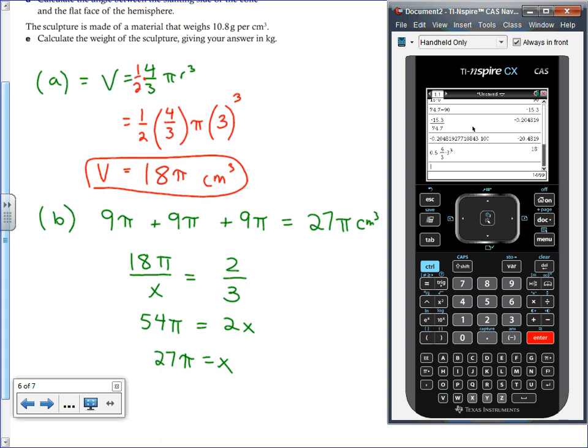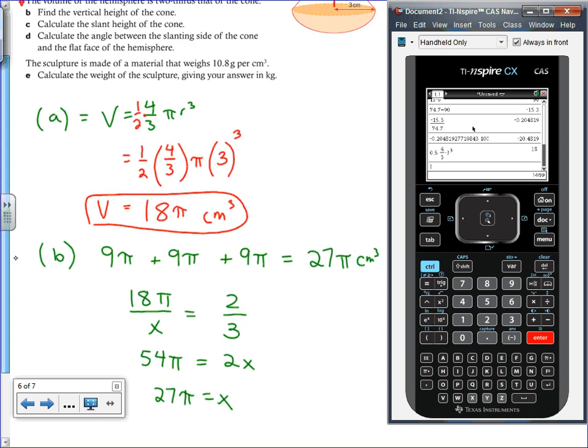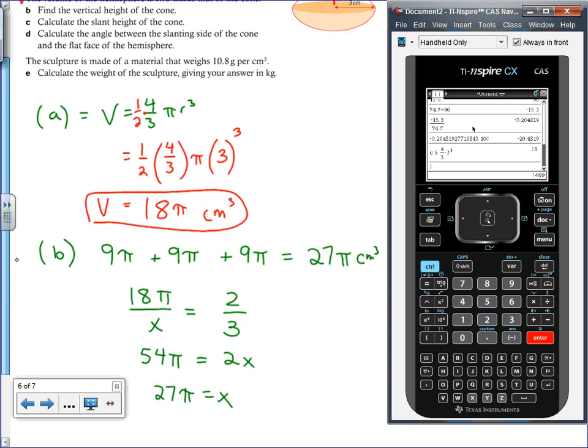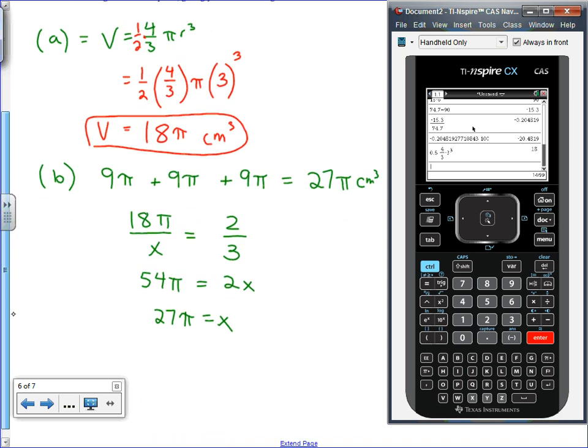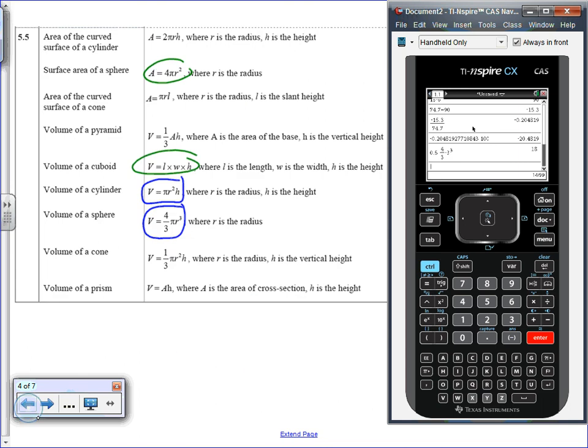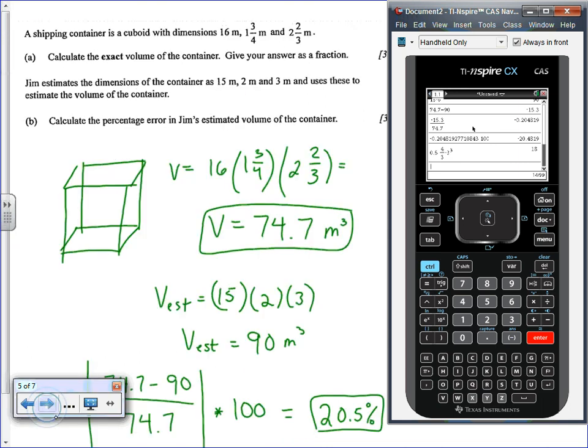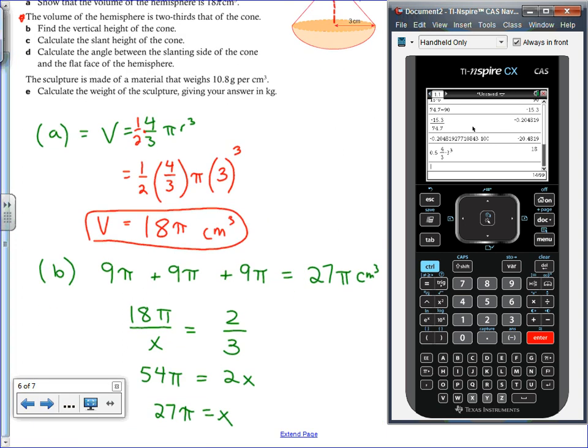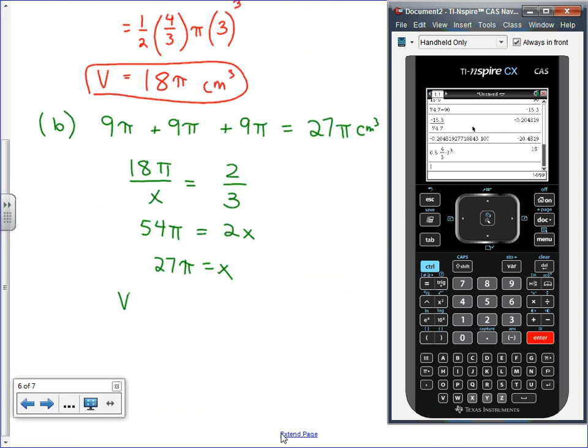However you obtain it, now we know that the volume of the cone is 27 pi, and we're asked to calculate the vertical height of the cone. So we're going to want to use our volume formula for the cone. Going back to my formula sheet, the volume of the cone is 1/3 pi r squared h. I know that the volume here came out to 27 pi. I know that the radius was 3. And I'm going to solve this equation for the height.